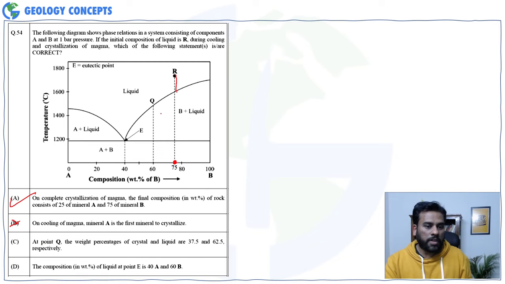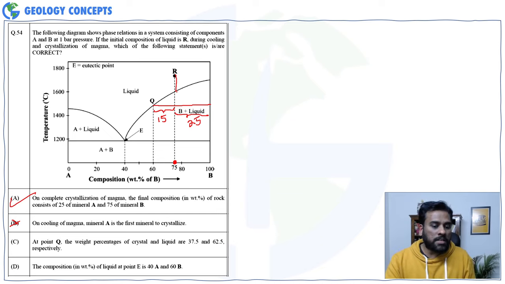At point Q, what is the percentage of crystal and liquid? So we'll draw a line. We have to use the lever rule here. So this length is 60 to 75, so this is 15, and 75 to 100, this is 25. So what will be the amount of crystal and liquid? This is the solid part here and this is the liquid. So liquid will be equal to 25 divided by 40 into 100, right?